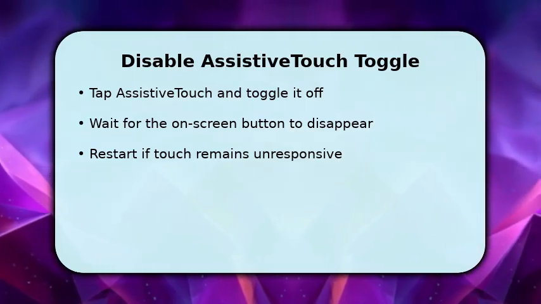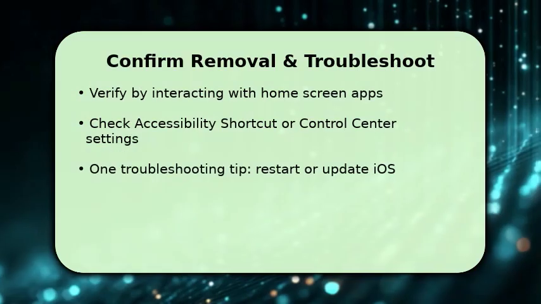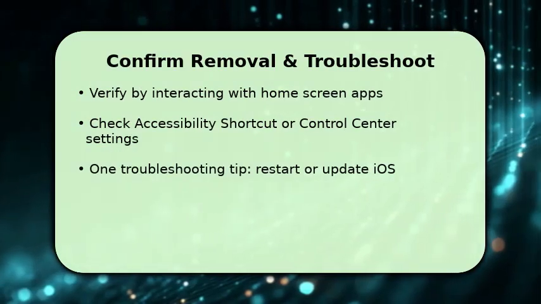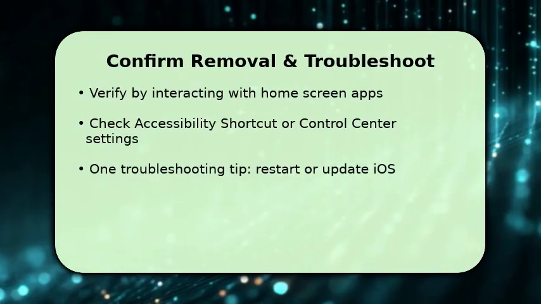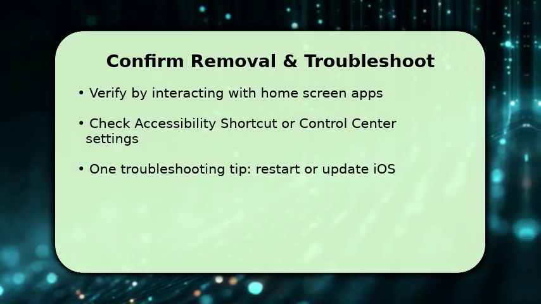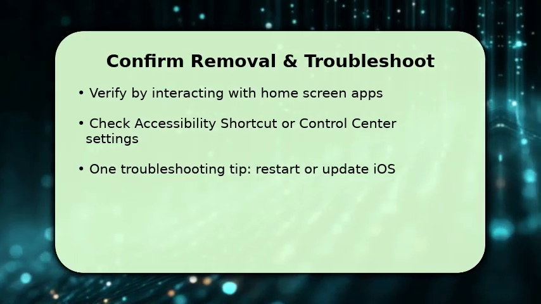Finish by confirming the button is gone. Swipe through apps and the home screen to ensure the overlay no longer intercepts touches. Then check Accessibility Shortcut and Control Center to ensure nothing will re-enable AssistiveTouch quickly.